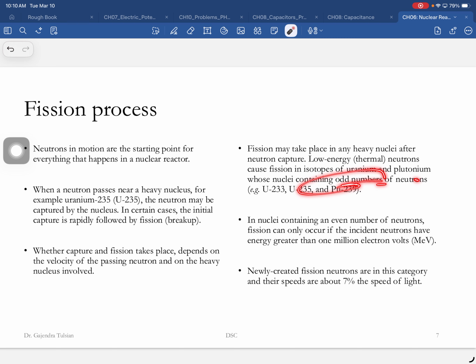This just tells you about odd numbers, don't worry about it. In nuclei containing an even number of neutrons, fission can only occur if the incident neutrons have energy greater than 1 million electron volts.